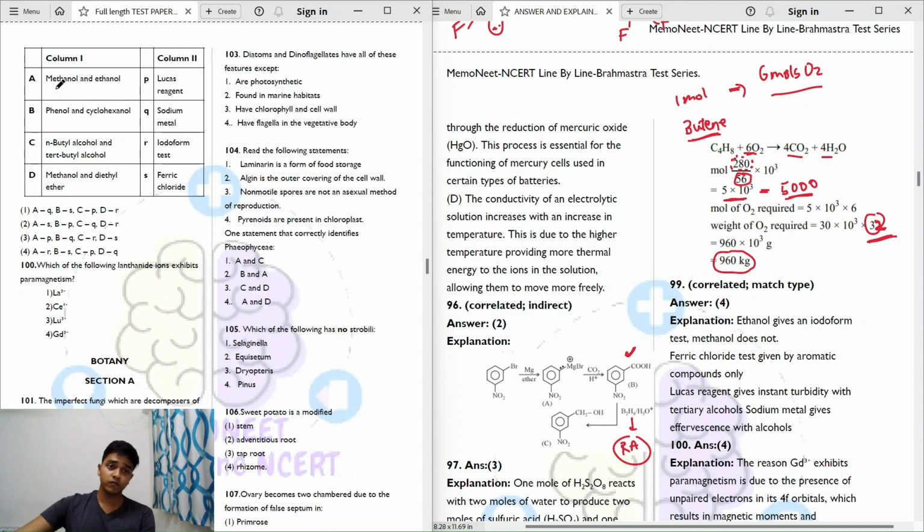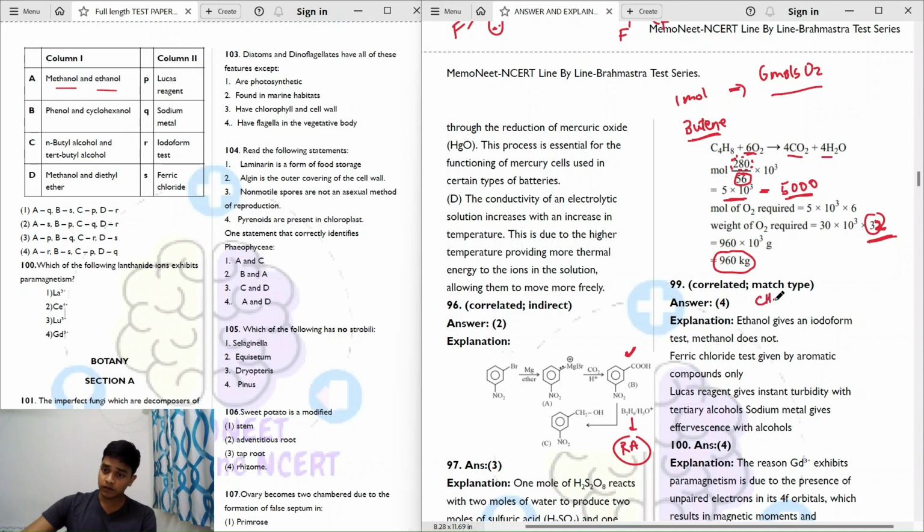Okay, so first of all, we have methanol and ethanol. So we have CH3OH and CH3CH2OH. Both are primary alcohols, both will react similarly with Lucas reagent, both will act similarly with sodium metal, and both are not aromatic, so they'll not react with ferric chloride. But ethanol is an alcohol that gives an iodoform test. Generally, the iodoform test is given by methyl ketones, but ethanol is an exception. It gives the iodoform test as well. So, A, methanol and ethanol, can be distinguished using the iodoform test.